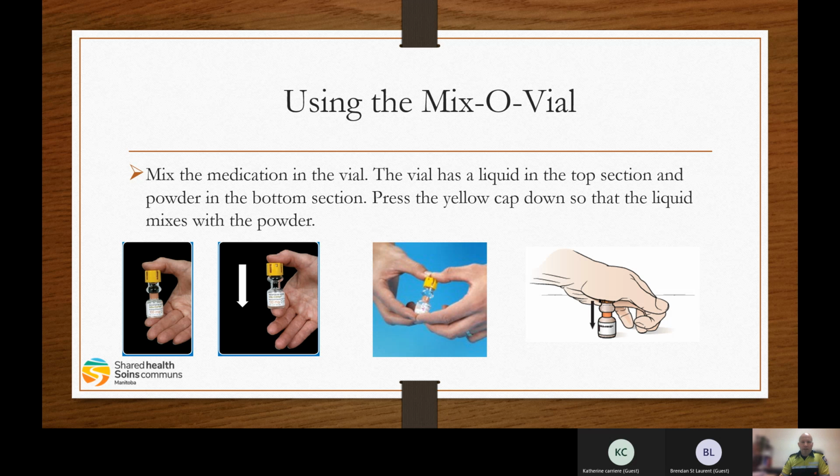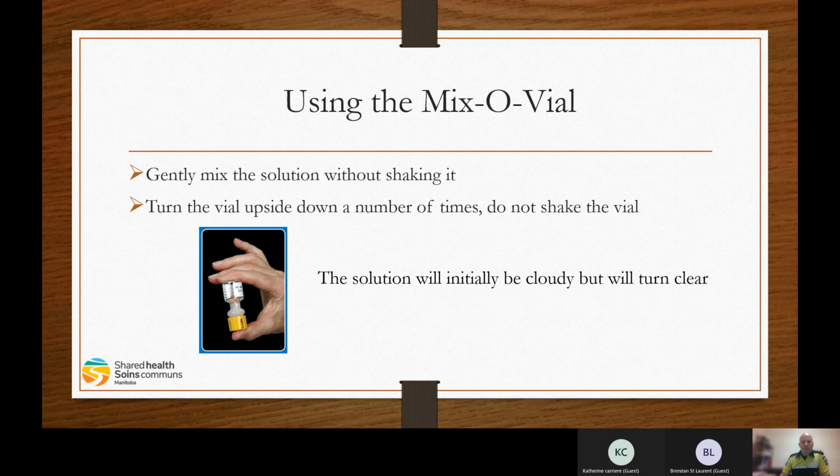So to use the Mix-O-Vial, we want to mix the medication in the vial. As I said before, there's liquid in the top section and powder in the bottom section. So what we want to do is, and you can do it however you want, push the top down so that the liquid gets pushed into the bottom and mixes with the powder. However you want to push it down, just don't crush the vial. That way the water gets pushed into the medication.